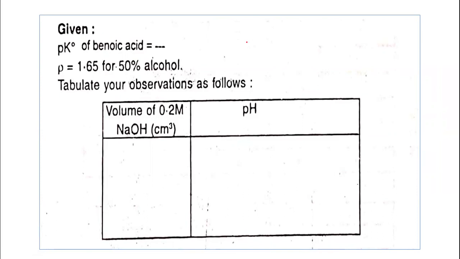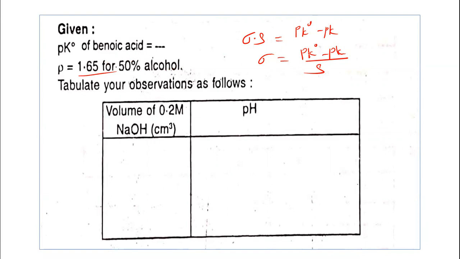Sigma into rho is equal to pK0 minus pK. Then sigma, the Hammett constant, is equal to pK0 minus pK divided by the rho value. This rho value is given here as 1.65 for 50% alcohol. In this way we can determine the sigma value.